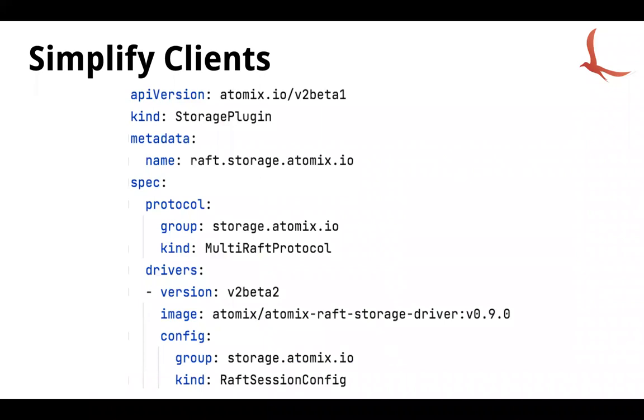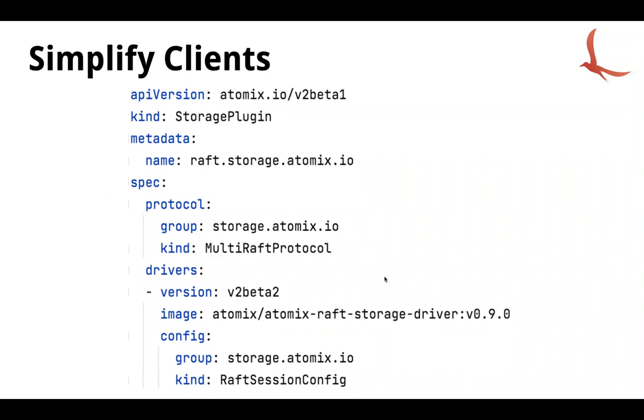There's one more API here. The way that storage plugins are defined is using this custom storage plugin resource. This registers a new type of driver, or a new type of storage, with the Atomix controller. This is something that the Atomix Raft storage chart creates. Actually, this is from the Atomix Raft storage chart. And basically it's telling the Atomix controller that stores can be created with the multi-Raft protocol.